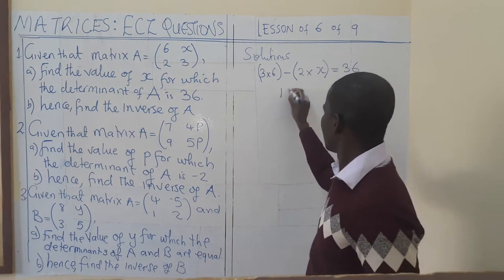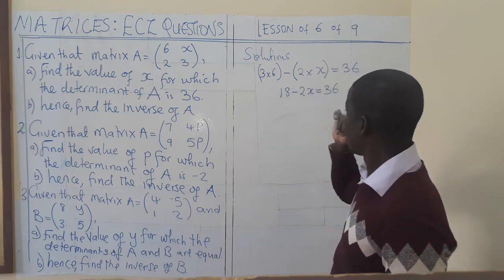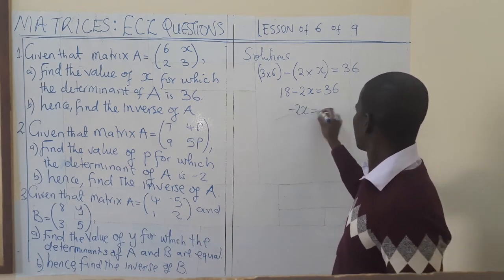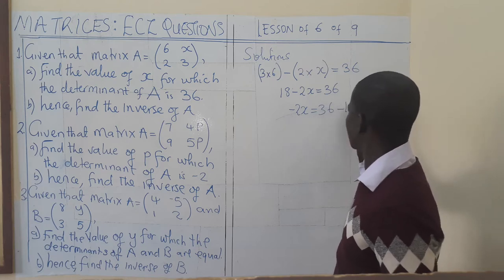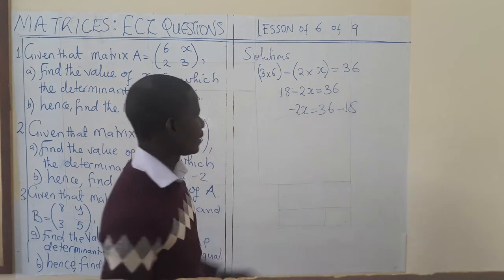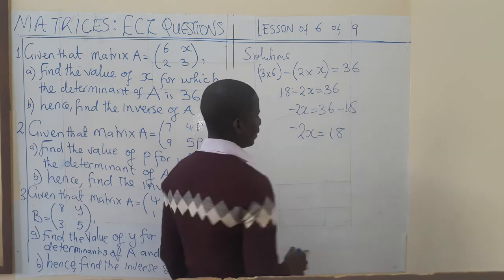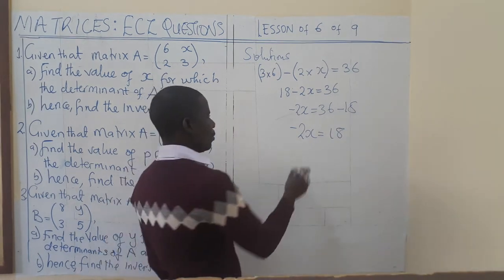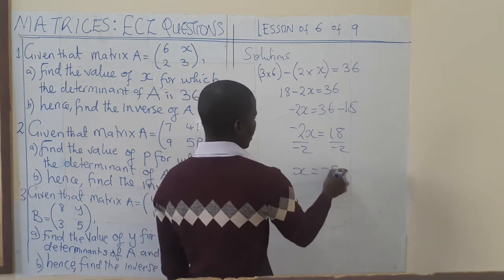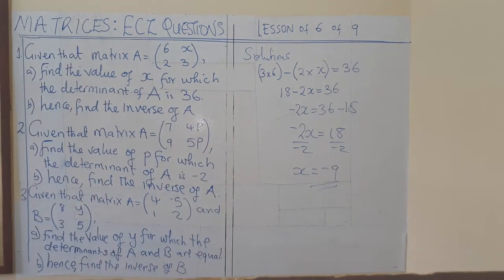So then we get 18 minus 2x is equals to 36. Then, minus 2x is equals to 36 minus 18. 18 must come the other side. Don't make a mistake of leaving out the minus here. So minus 2x is equals to 18. We divide both sides by negative 2. What do we get? x is equals to negative 9.